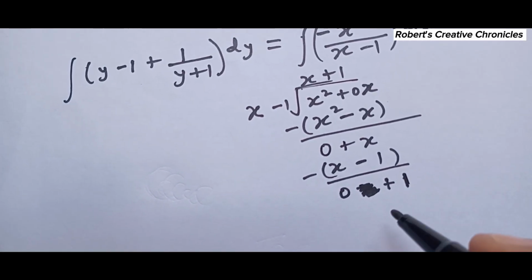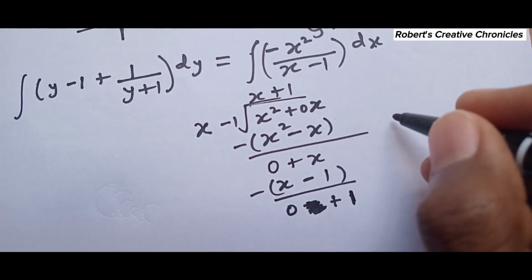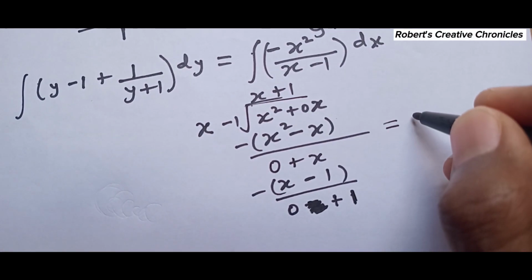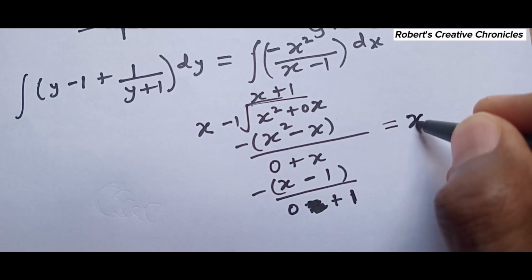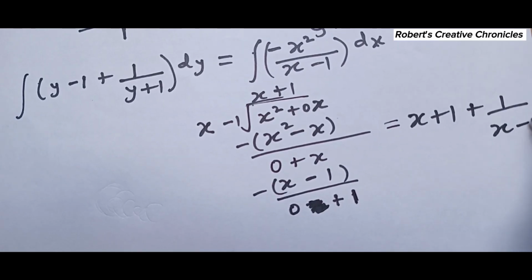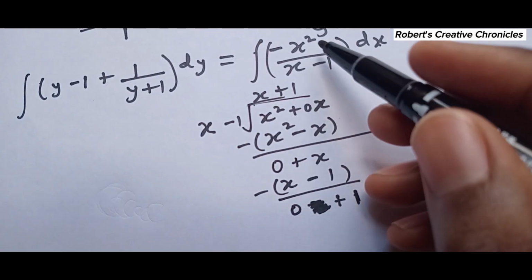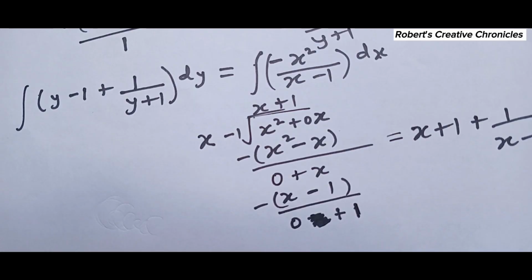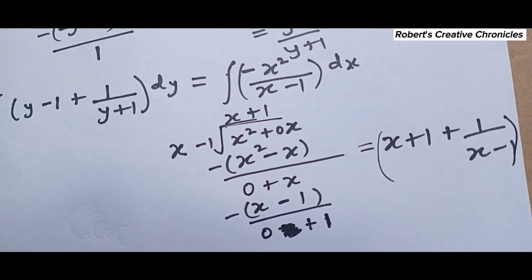So now this equation can be written as what? Equals x plus 1 plus 1 over x minus 1. And if you work it out, it will give you this one back, this x squared over x minus 1. So this is what we are going to integrate for this one.